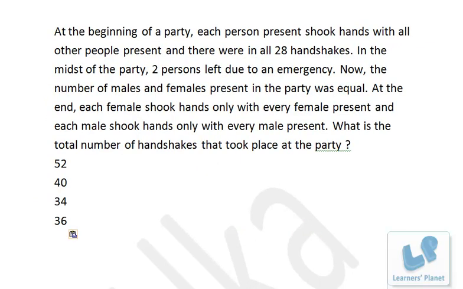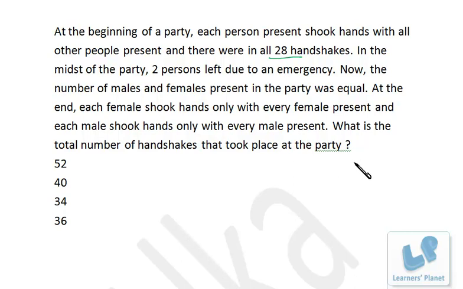Now this problem. At the beginning of a party, each person present shook hands with all other persons present, and there were in all 28 handshakes. In the midst of the party, 2 persons left due to an emergency. Now the number of males and females present in the party were equal. At the end, each female shook hands only with every female present and each male shook hands only with every male present. What is the total number of handshakes that took place in the party?